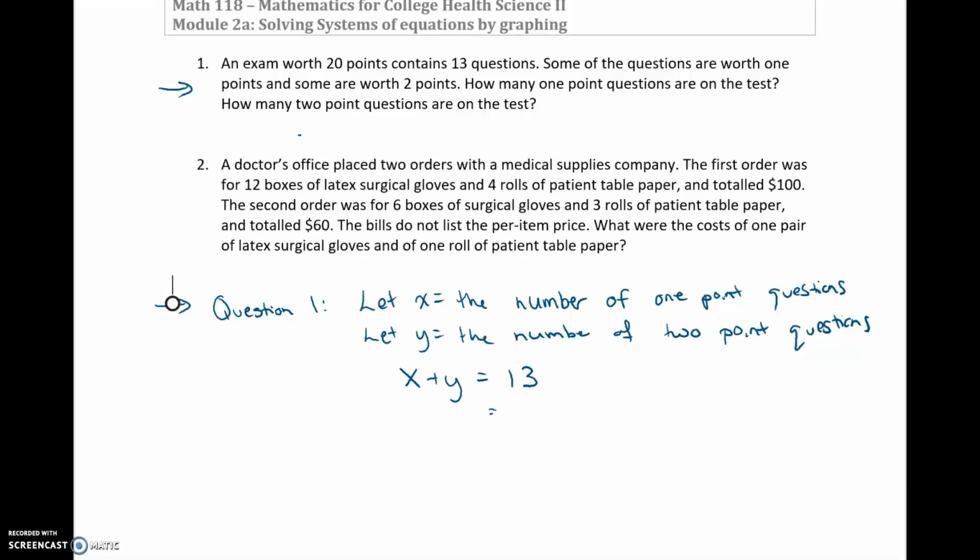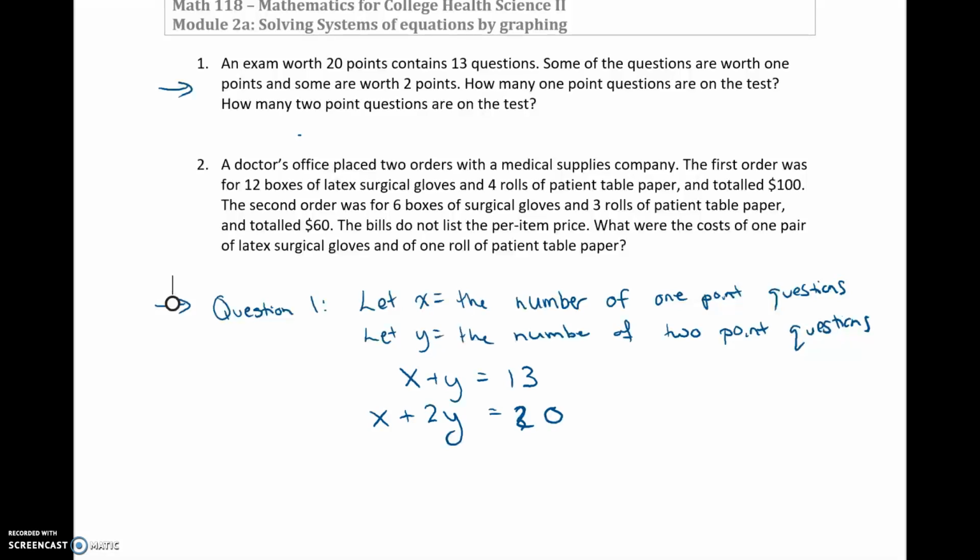The other bits of information that we're given are about the number of points. We know that in total, there are 20 marks on the test. Since x questions are worth 1 mark, they will be represented just by x, and y questions are worth 2 marks each, so they would be represented by 2y. x plus 2y has to be equal to 20.